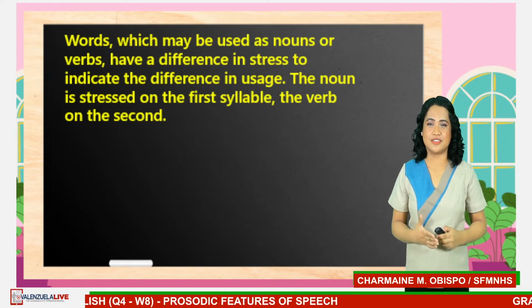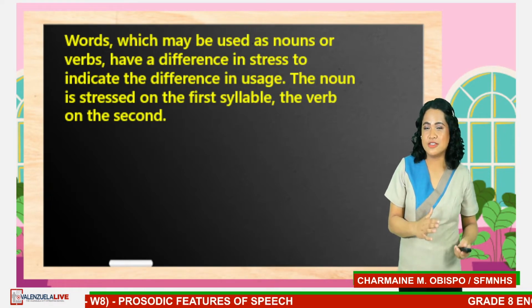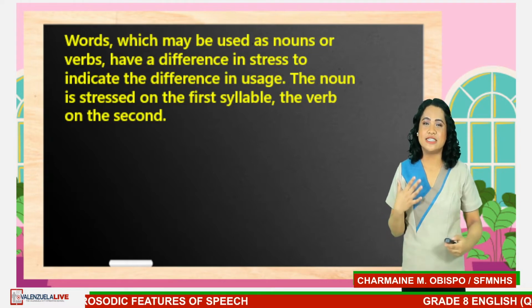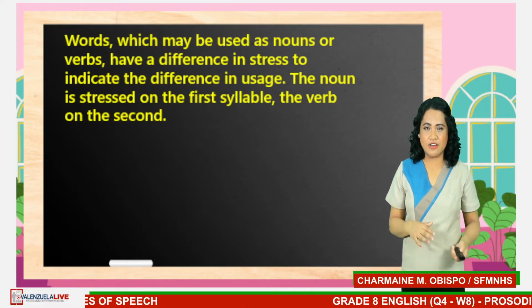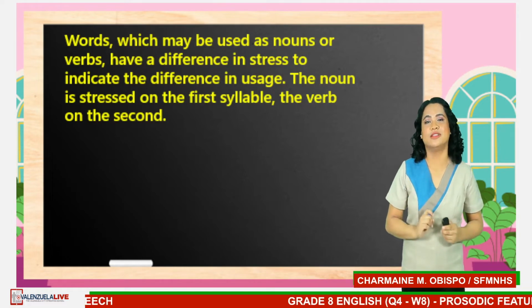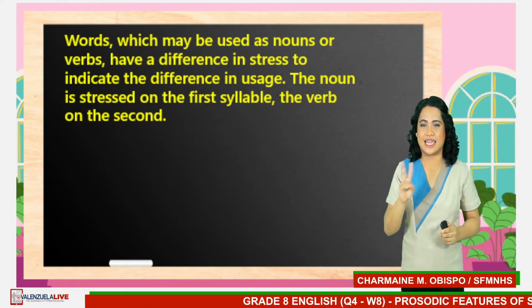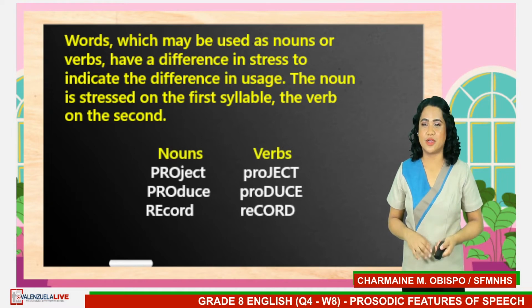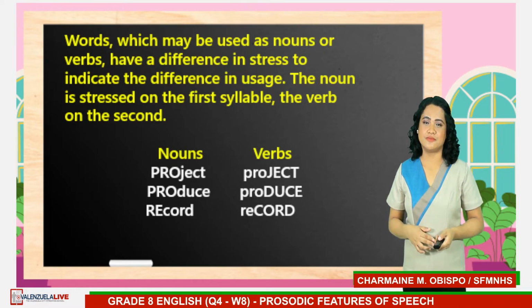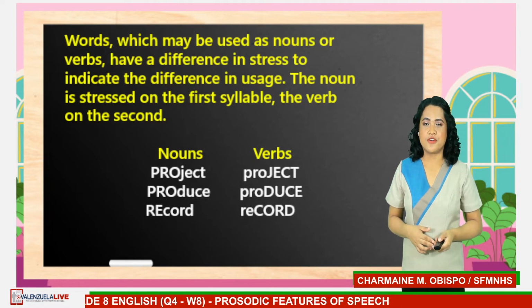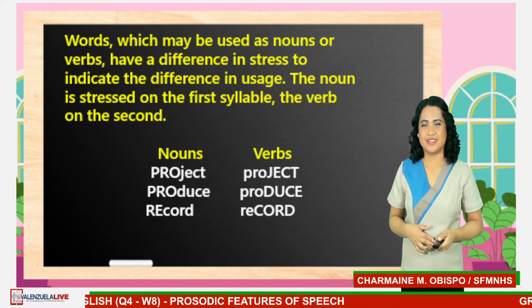Now for words which may be used as nouns or verbs, they have a difference in stress to indicate the difference in usage. The noun is stressed on the first syllable. The verb is on the second. For examples, project, project, produce, produce, record, record.